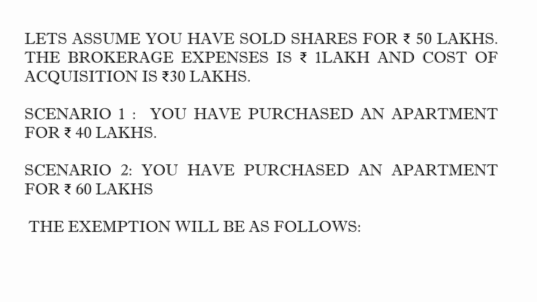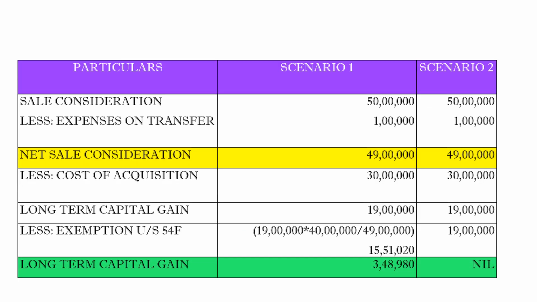Let's assume you have sold shares for rupees 50 lakhs. The brokerage expenses is 1 lakh and cost of acquisition is 30 lakhs. You have purchased an apartment for rupees 40 lakhs, and this is scenario 1. In scenario 2, you have purchased an apartment for 60 lakhs. Now let's see what will be the exemption. In both the scenarios, the sale consideration less expenses on transfer gives your net sale consideration of 49 lakhs. Since we assume that the shares have been sold after July 23, 2024, we are not taking indexed cost of acquisition. So your cost of acquisition is 30 lakhs and your long-term capital gains comes to 19 lakhs.